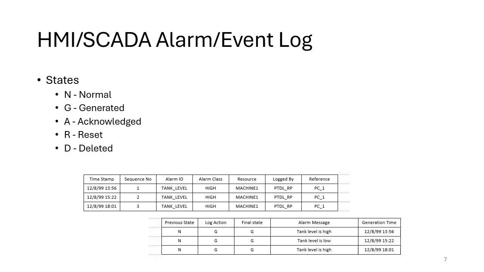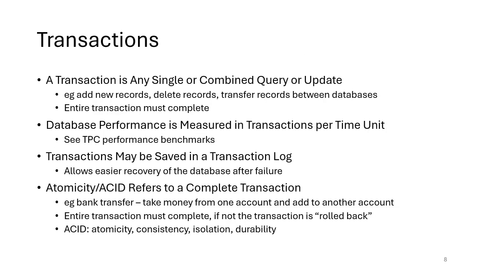So we've seen the concept of tables. Tables are the fundamental aspect of a database. Without a table, there's no data. Without data, it's not a database. Now, another aspect we get in is the concept of a transaction. A transaction is typically any single or combined query or update. So, for example, every time you add a new record, which is every time you log a new value or a new alarm, every time you delete some records, every time you transfer records between databases, if that's what you're doing, each of these is a transaction. It's a single query or update.